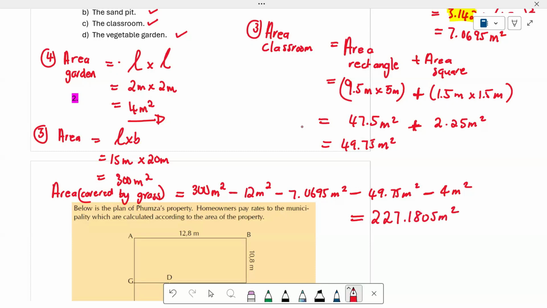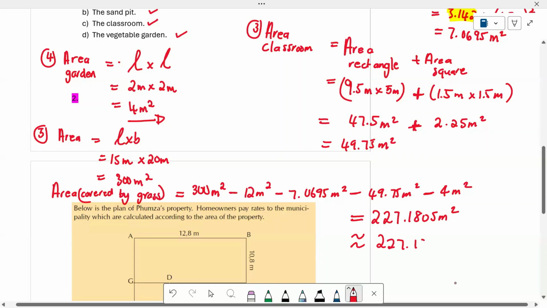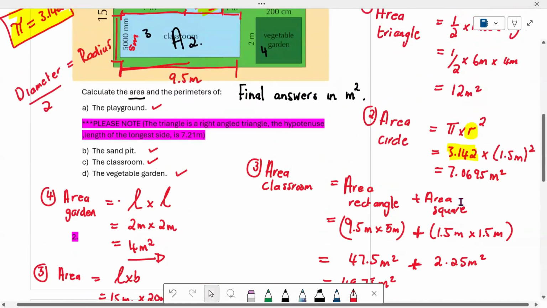And then they'll just say, round off your answer to 2 decimal places. Tiara? 227,18 meters squared. That's it. Therefore, that is the area that is actually covered by the grass.